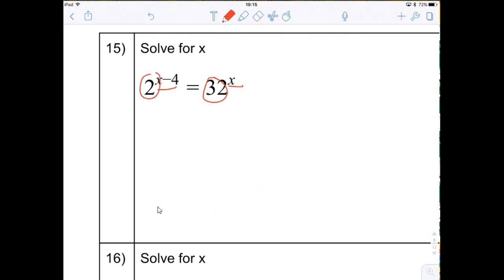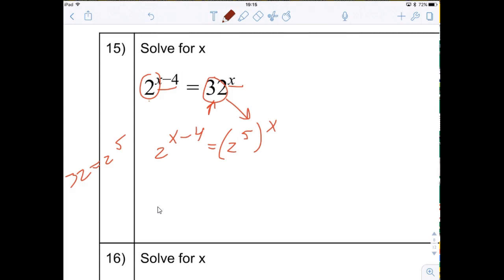So I have 2 on the left and 32 on the right. Those are not the same, okay? But remember, 32 is a power of 2. In fact, it's 2 to the 5th, okay? So you could write 2 to the x minus 4 equals 2 to the 5th to the x power. Do you see how I rewrote 32 to the x as 2 to the 5th to the x?